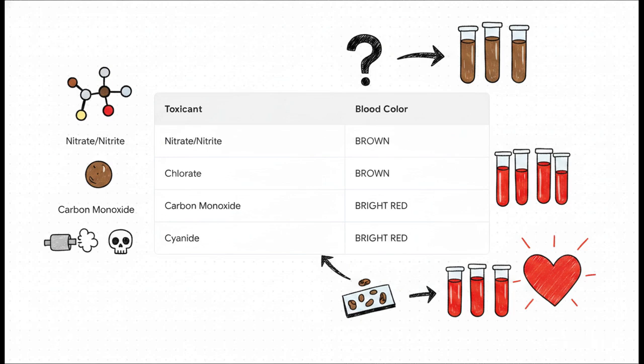But if you draw the blood and it is a bright cherry red, you need to pivot immediately. Bright red blood means you're dealing with carboxyhemoglobin formation from carbon monoxide or cytochrome oxidase inhibition from cyanide, where the tissues just simply cannot utilize the oxygen. Blood color literally dictates your entire emergency response here.